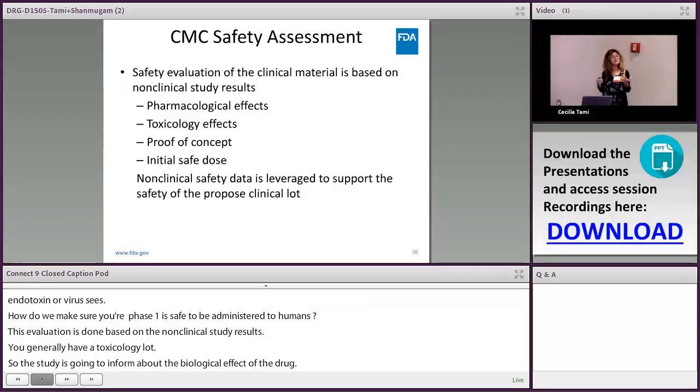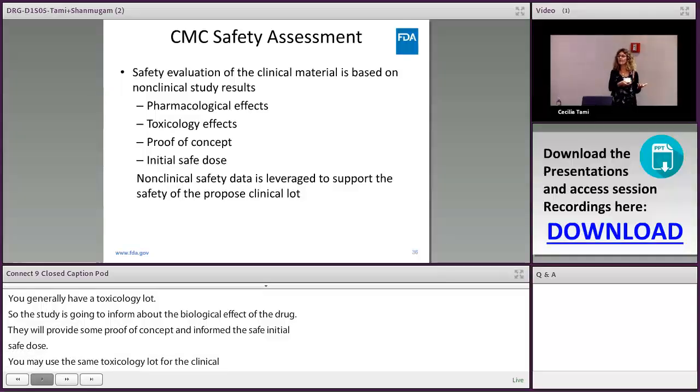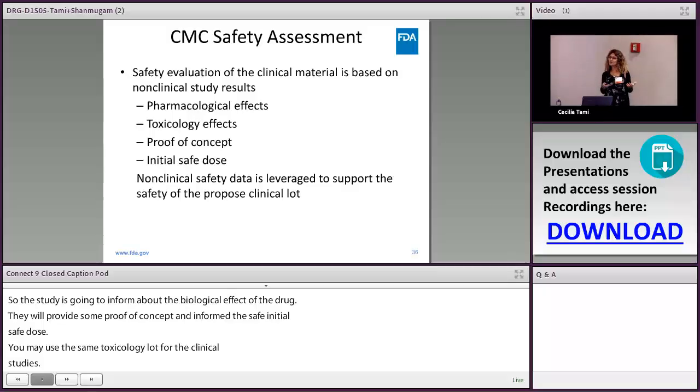Now, you may use the same toxicology lot for the clinical studies. In that case, the safety of that material has already been addressed because it was used in the tox studies. However, if your clinical material is different from your tox material, how do you ensure that this clinical material is safe? This is done by establishing comparability between the tox lot and the proposed clinical lot.